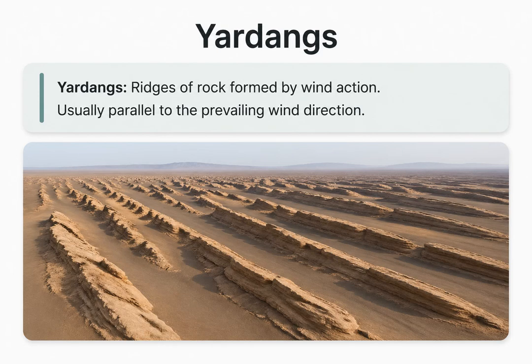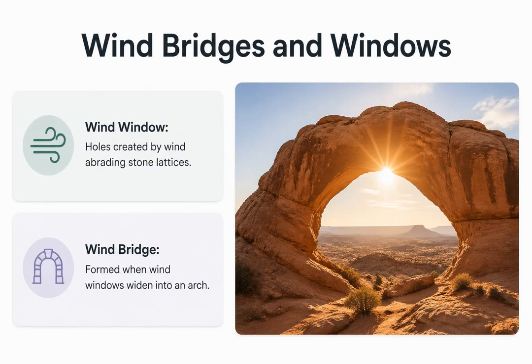If you look at a desert from above and see long parallel ridges of rock, you are likely looking at yardangs. Unlike zeugen, yardangs are carved into vertical bands of hard and soft rock. The prevailing winds act like a gouge, scouring out the softer rock to form long trenches, leaving the harder rock standing as streamlined ridges that point directly along the path of the wind. Wind abrasion can also punch right through solid rock.